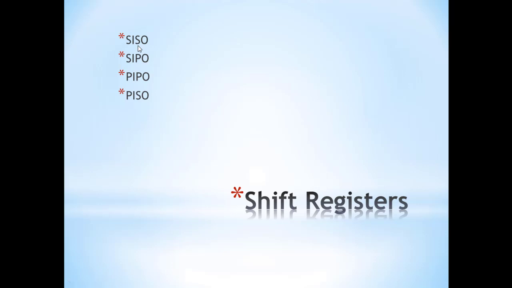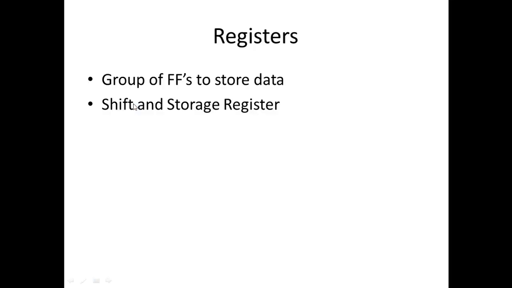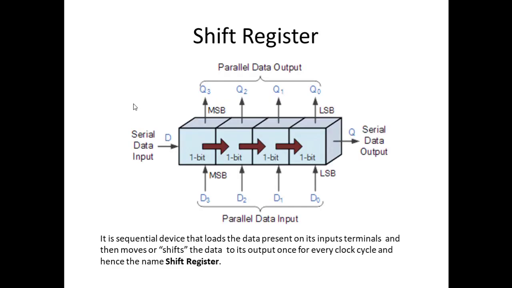Accordingly, shift registers are classified into serial input, serial output shift register, that is SISO. Serial input, parallel output, that is SIPO. Parallel input, parallel output, that is PIPO. And parallel input, serial output, that is PISO. As I said already, a register is nothing but a group of flip-flops used to store data, and it can be a shift register or a storage register.